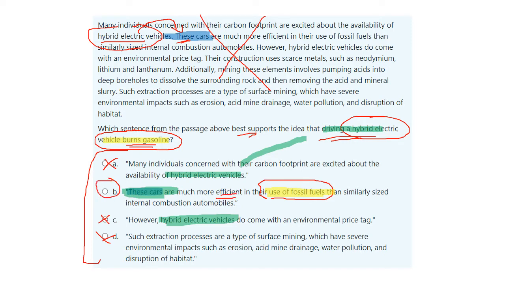Efficient in their use of fossil fuels means they do still burn some gasoline, but they don't burn gasoline all the time. A normal combustion engine only runs on gasoline, but a hybrid electric vehicle uses gasoline to start and then electric to continue.